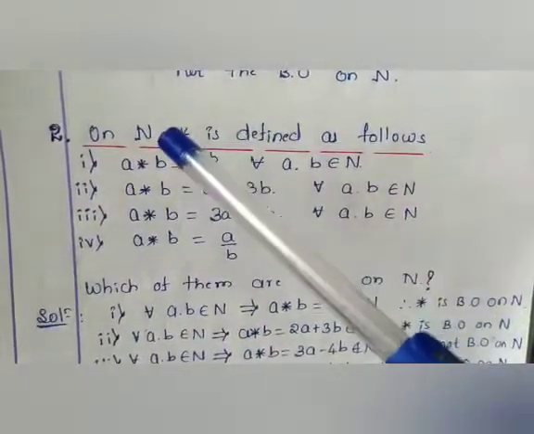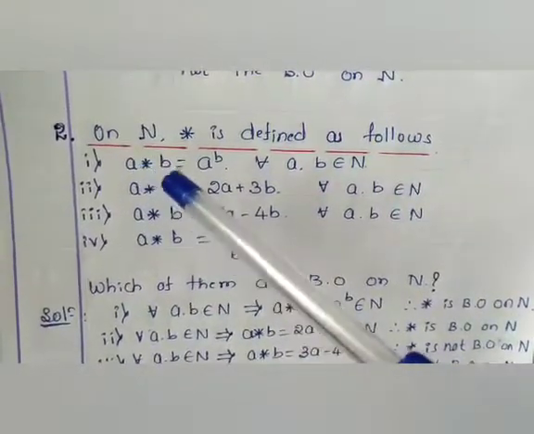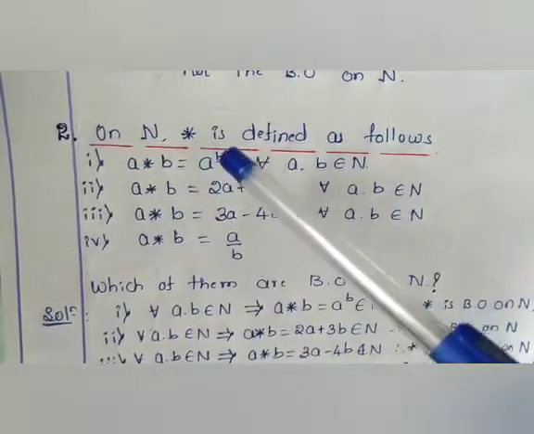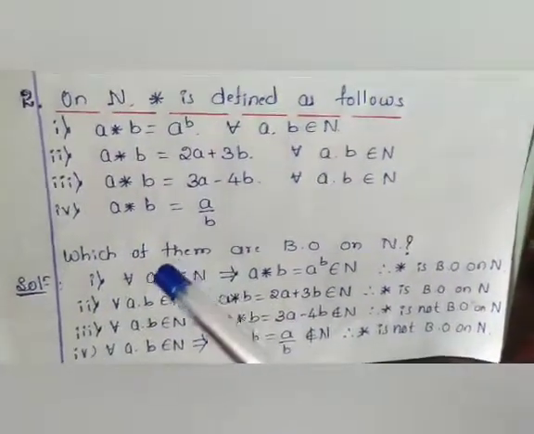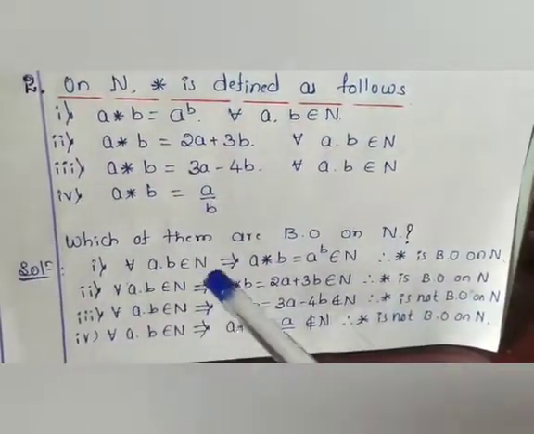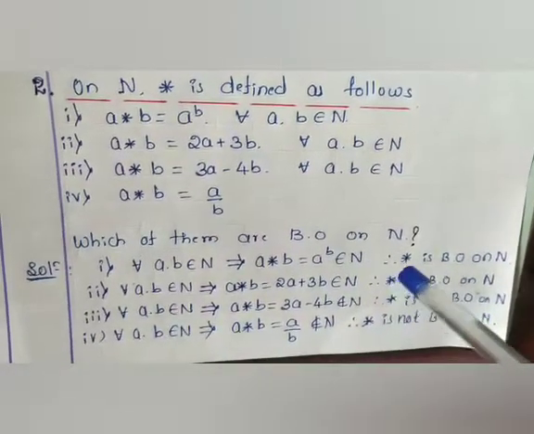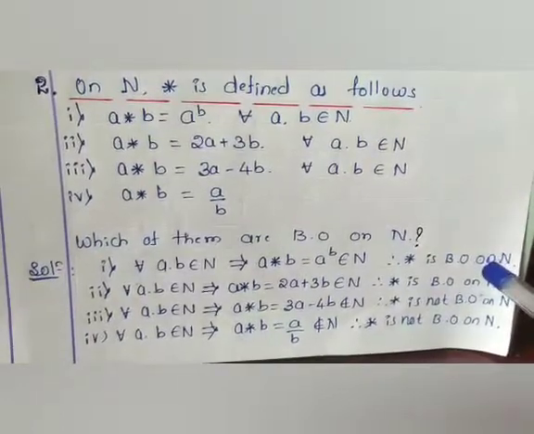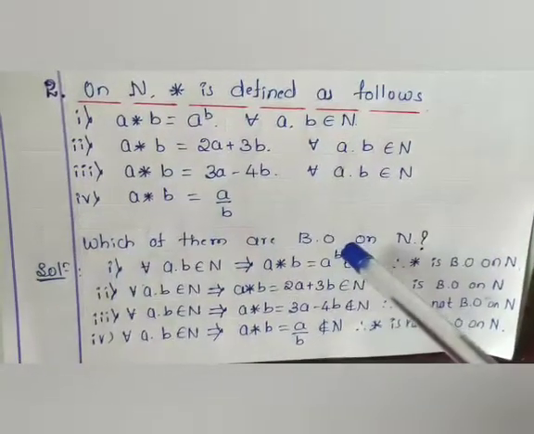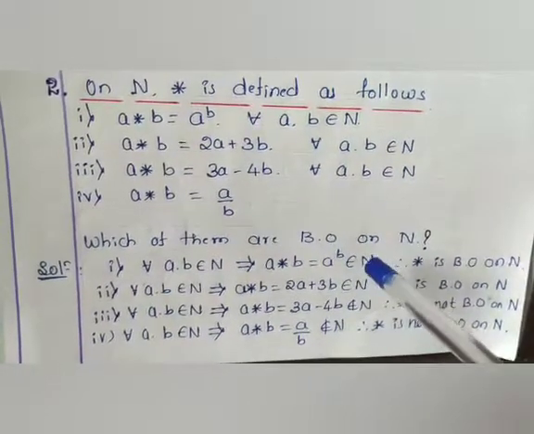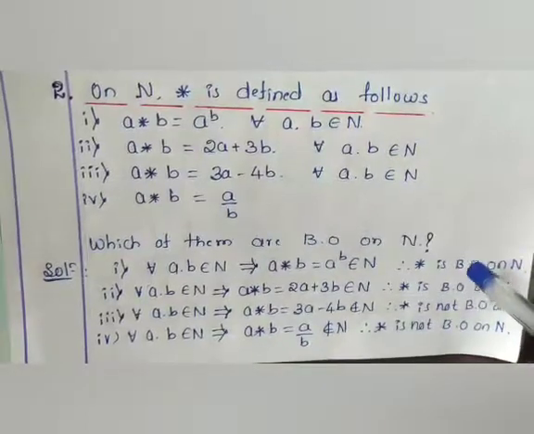We just recall the natural numbers. Two natural numbers are written in this way: a star b equals a raised to b. If the result a raised to b is a natural number, then star is a binary operation. For every a, b belongs to N, a star b equals a raised to b also belongs to N. Therefore, star is a binary operation on N. For example, consider 2 and 3, 2 star 3. What happens? 2 raised to 3 is 8. 8 is also a natural number. Yes, therefore star is a binary operation on N.